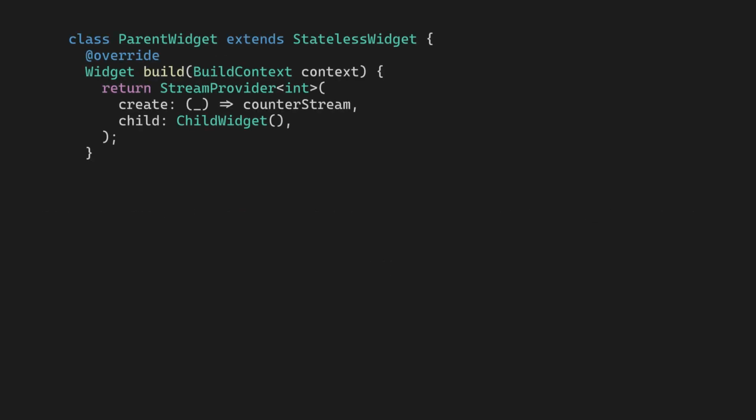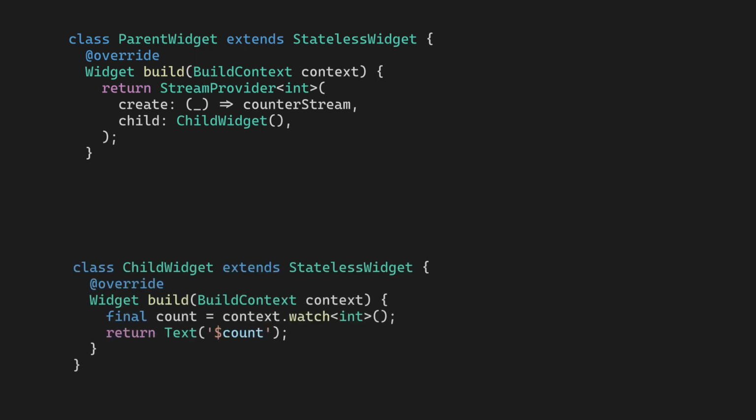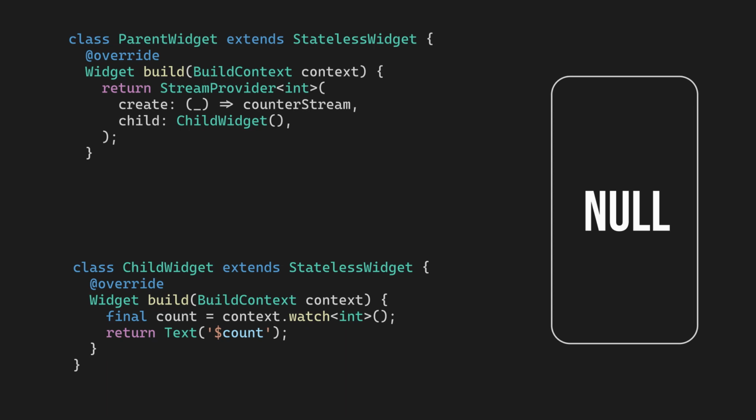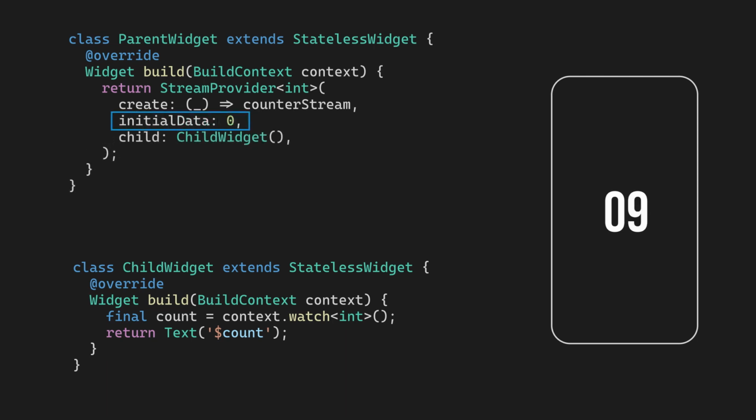Let's say we have a parent widget with a stream provider that creates the stream. Then we have a child widget which can watch the provider for changes. And there you go. Now the widget updates every time the stream has a new event. Notice that before the stream emits an event, the provider returns null. Instead, we can give initial data to the provider.